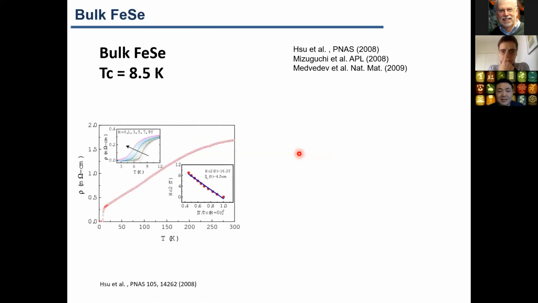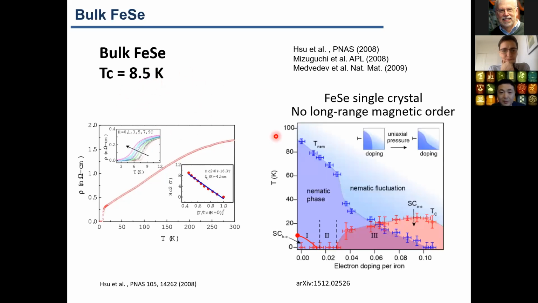So if we go to iron selenide, the phase diagram changes again. Bulk iron selenide was first found to be superconducting in 2008, and the Tc is quite low compared to cuprates, only 8.5 Kelvin. People have been looking at the phase diagram of bulk iron selenide and found that, in fact, there's no long-range magnetic ordering in these materials. The only different phase that people are seeing is the nematic phase. So this is quite different from cuprates.